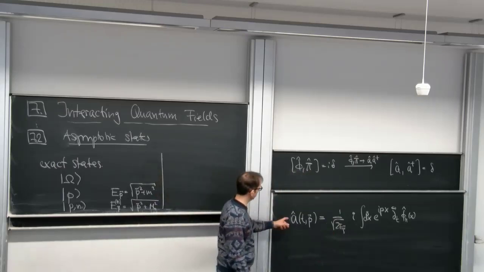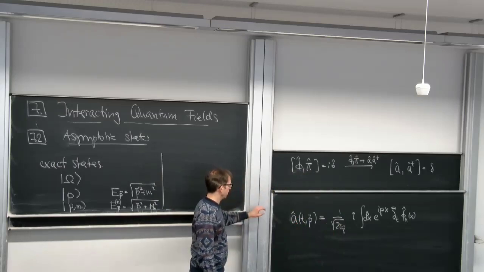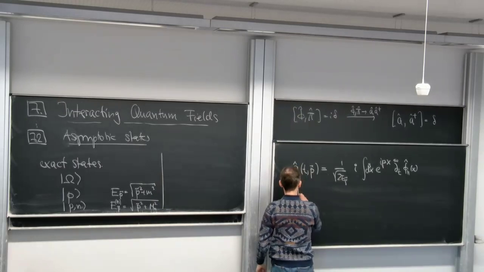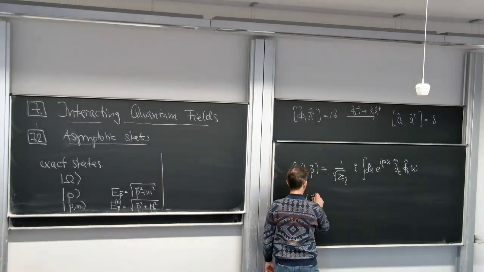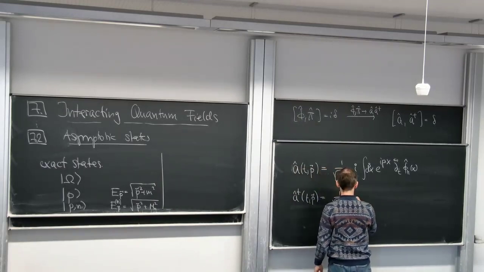There was another little bit of redefinition of the phase. And these objects and its complex conjugate partner, they create our asymptotic states.